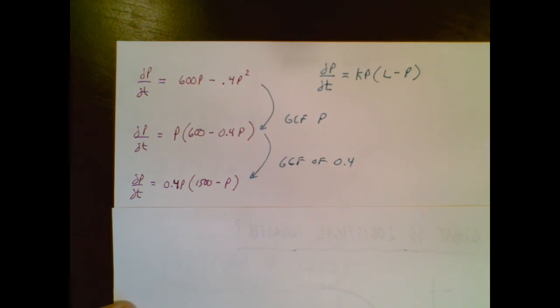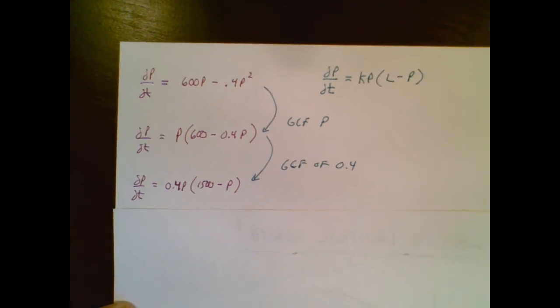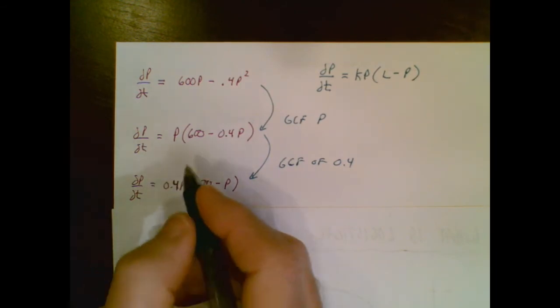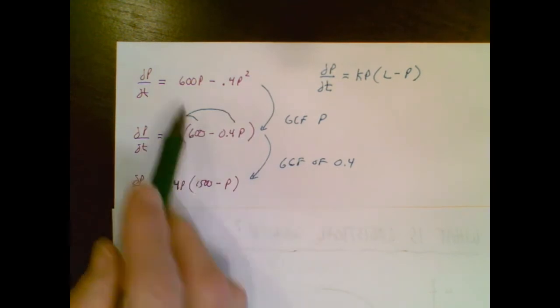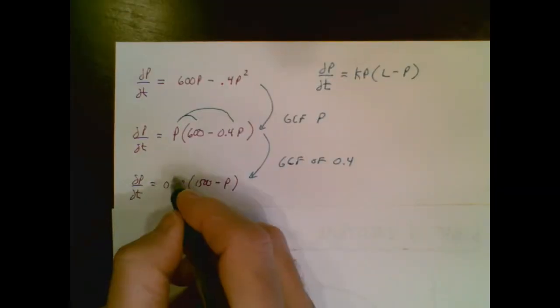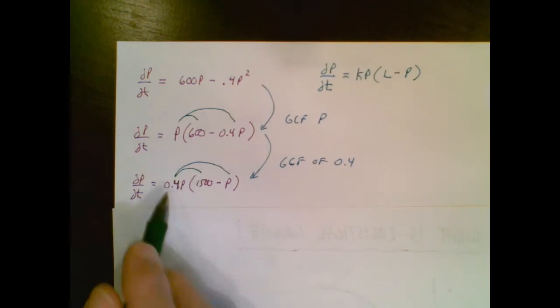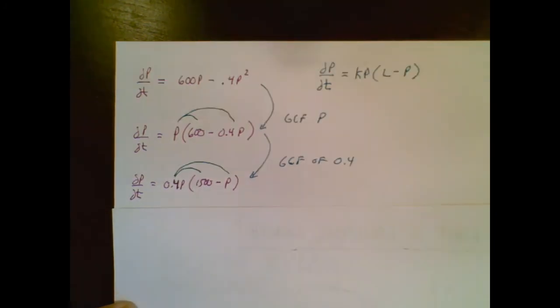Remember that a surefire way to check whether you factored correctly, especially with the GCF, is to distribute it back in. If I distribute that back in, I better get the step above. That's example number 1 of algebra trickery.